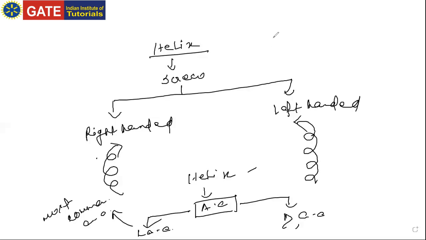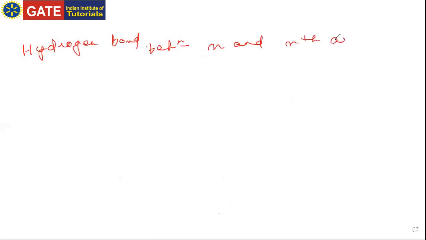Shall I erase this? So we already discussed that in the secondary structure, hydrogen bond will be predominant. We'll see that hydrogen bond between N and nth amino acid. Nth can be N2, N3, N4, N5. So suppose hydrogen bond between N and nth amino acid.